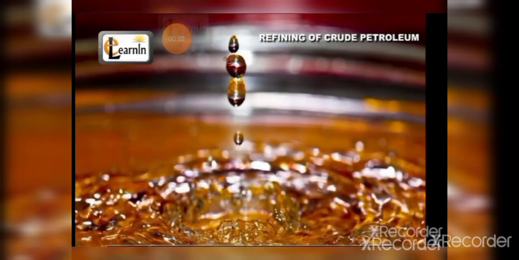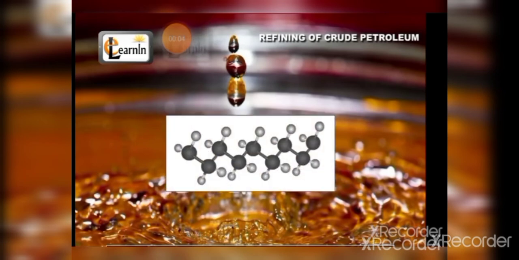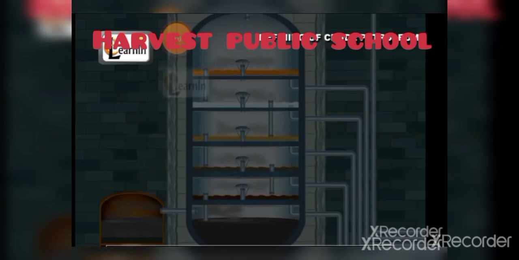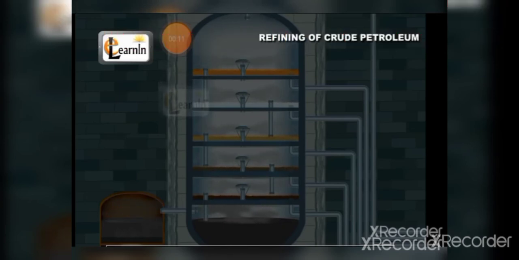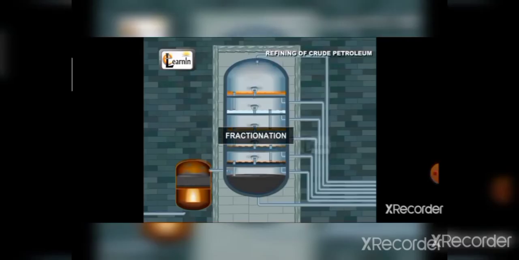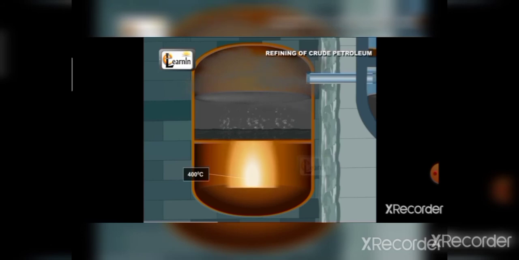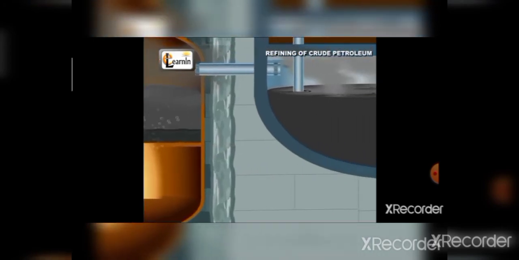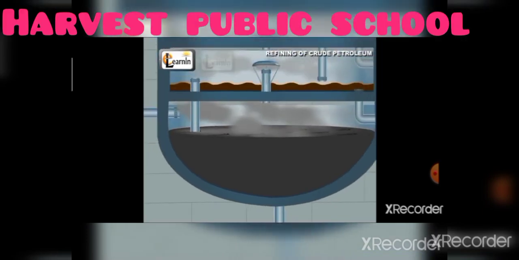Refining of crude petroleum. Petroleum is a mixture of many organic compounds, and purification of petroleum and separation of its constituents into useful petroleum products is called refining. Separation of different petroleum products is called fractional distillation. In this, the crude oil is heated up to 400 degrees Celsius in an iron still. All the constituents get vaporized except the residue.